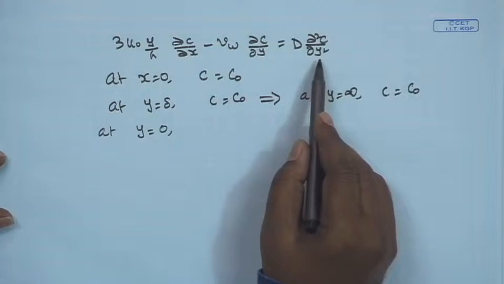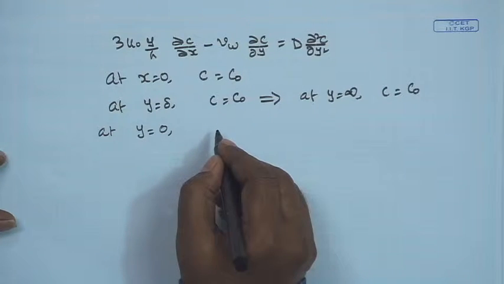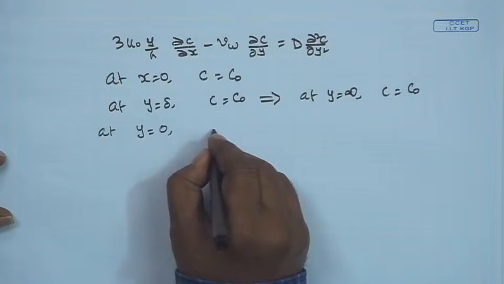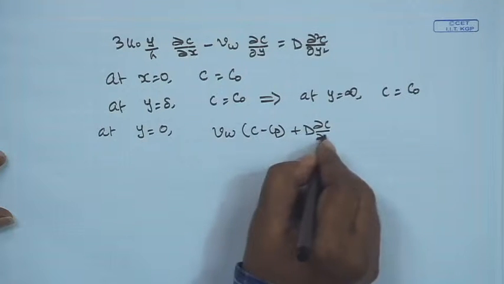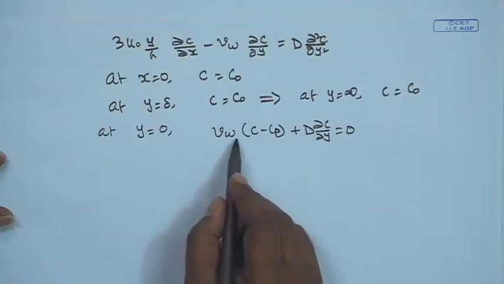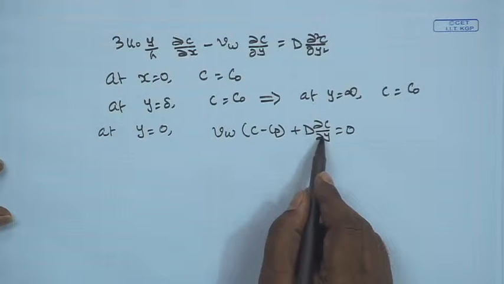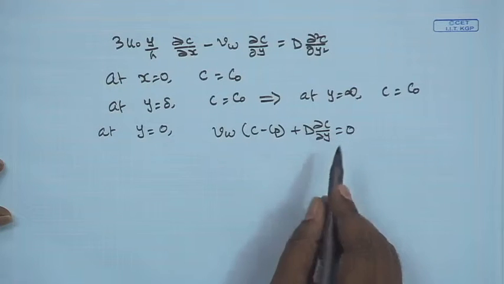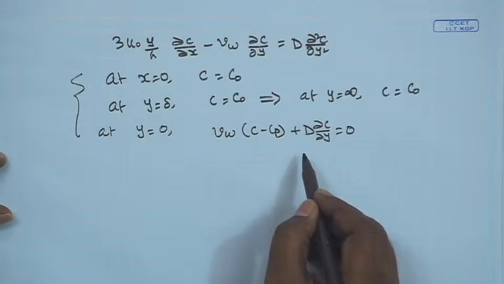Now, we need one more boundary condition on y, because this equation is order 2 with respect to y. So, at y is equal to 0, at the steady state, all the solute fluxes towards the membrane will be equal to 0. So, that will give you Vw c minus Cp plus d del c del y equal to 0. The first term is the convective solute flux towards the membrane surface, the second term is the convective solute flux away from the membrane surface, and the third one is the diffusive solute flux away from the membrane surface. So, now these three conditions set up the complete definition of the problem.